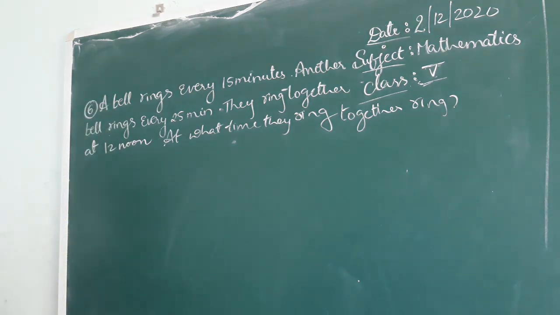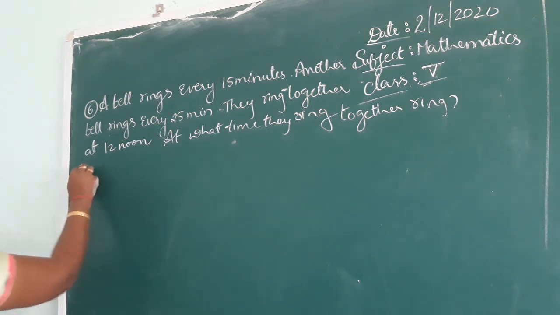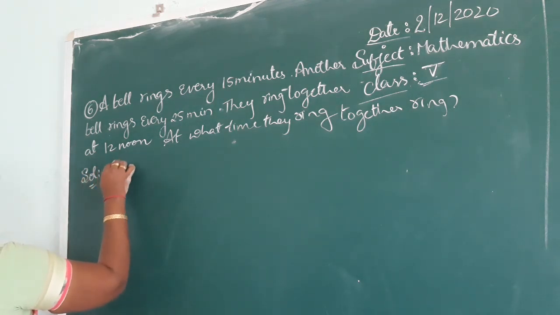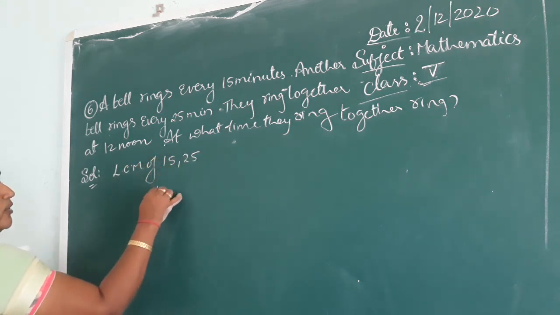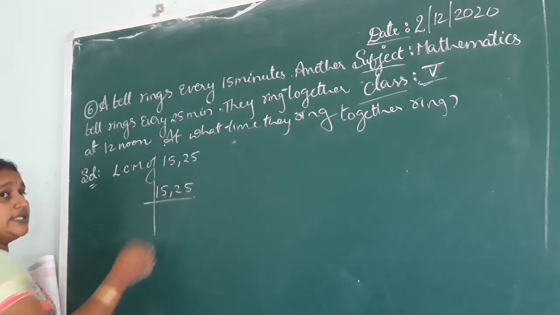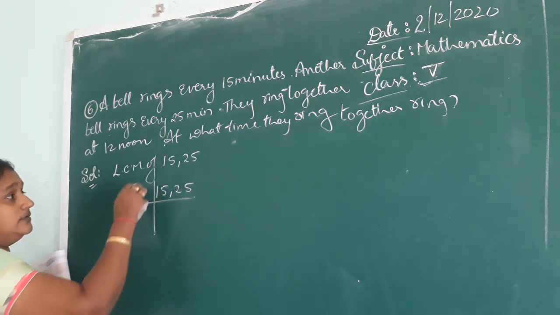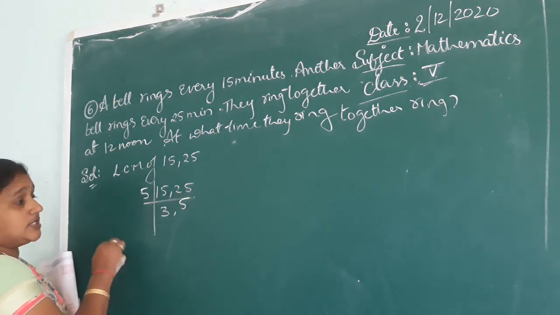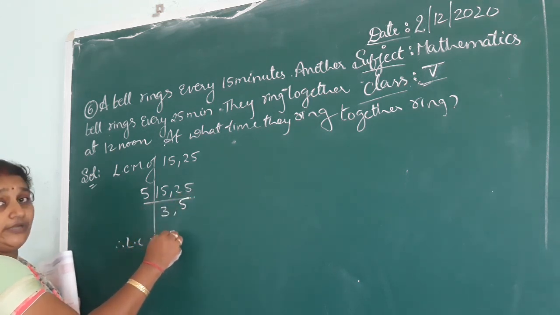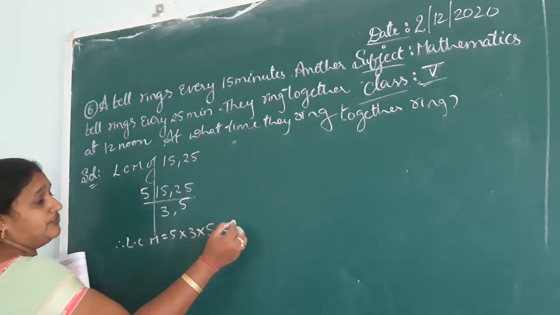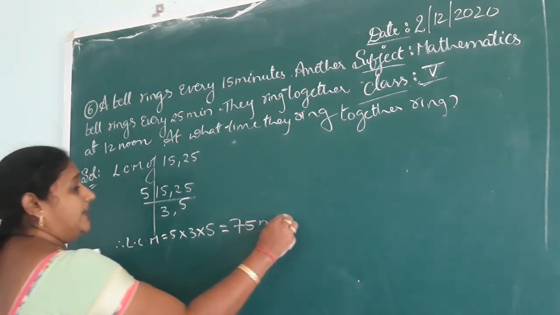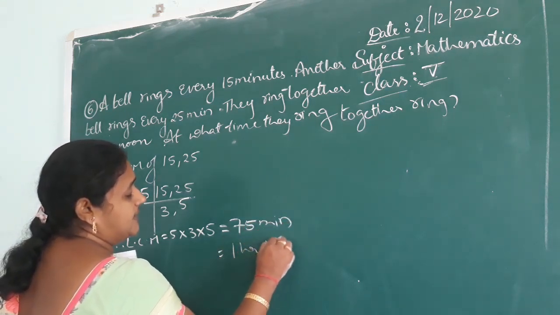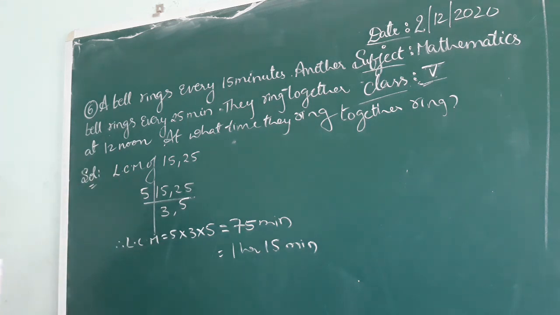So what are the time intervals they have given? 15 minutes and 25 minutes. So find the LCM of 15 and 25. In which table can you see these two? The 5 table: 5 threes, 5 fives. So LCM equals 5 into 3 into 5, which is 75 minutes. 75 minutes means 1 hour 15 minutes.